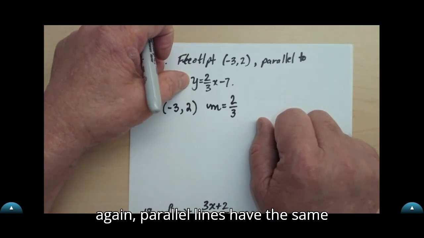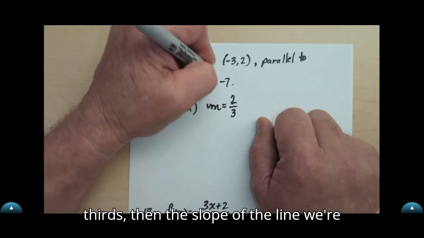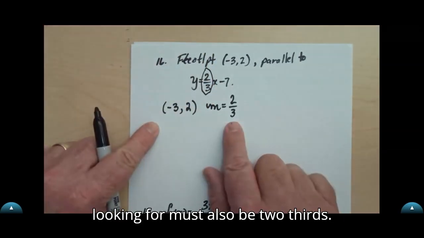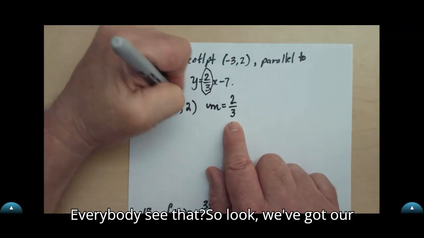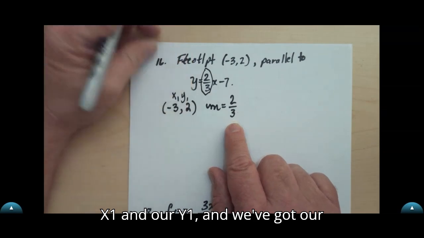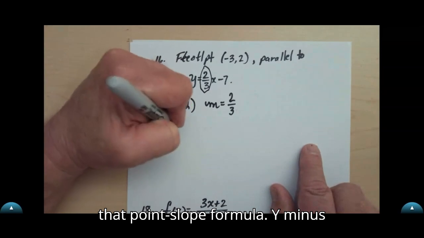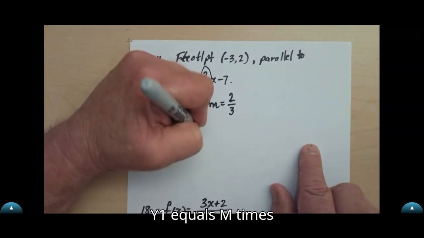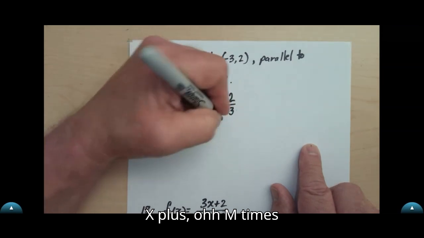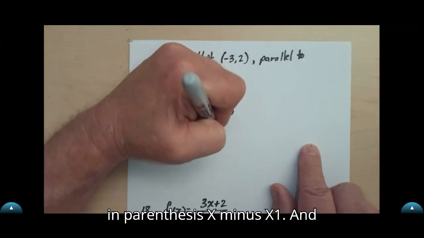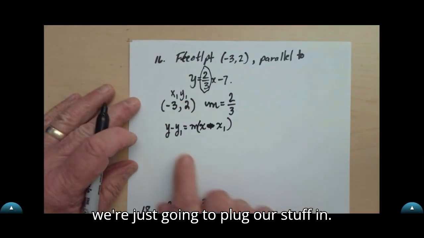And so again, parallel lines have the same slope. The slope of this line is 2/3. Then the slope of the line we're looking for must also be 2/3. Everybody see that? So look, we've got our x1 and our y1, and we've got our m, our slope. So again, we're going to that point-slope formula. y minus y1 equals m times, in parentheses, x minus x1.